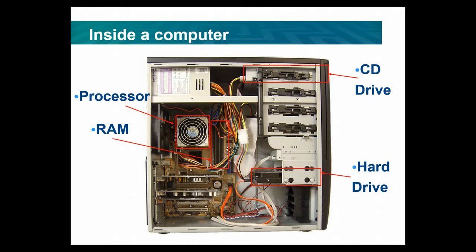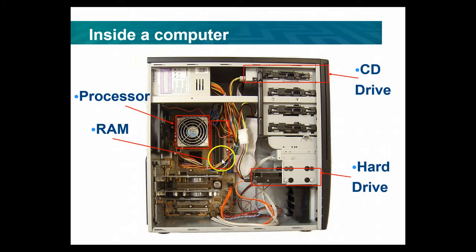I want to take a brief moment here to look inside of a computer and give you an idea of what some of the components are in the computer. This area is the processor. You can't actually see the processor because it's covered by both a fan and a heat sink, because the processor itself can get extremely hot. These both help to take the heat away from it.